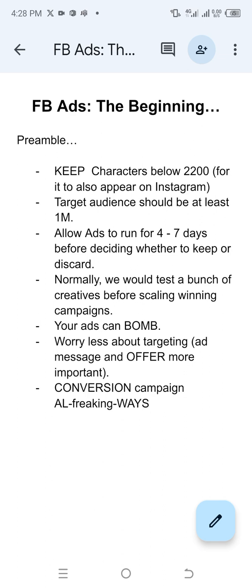And after that time, maybe everything will come down: the cost per click, the conversion rate, the CPM, that's cost per impression, all of those things would come down.